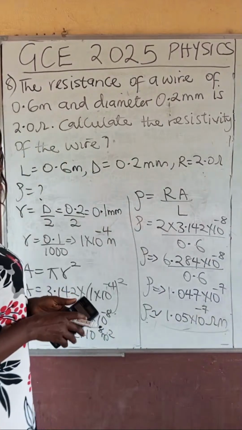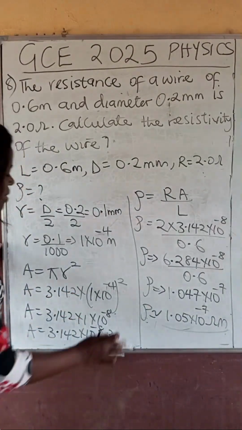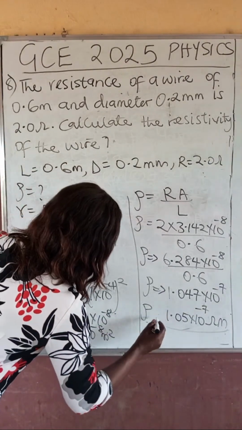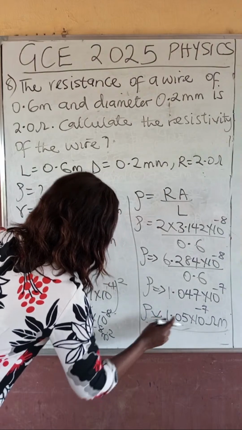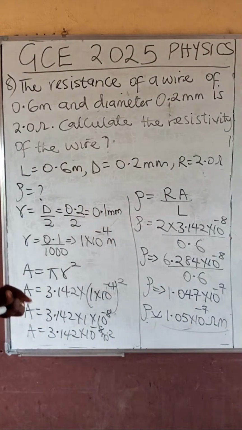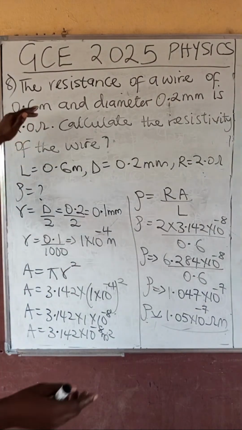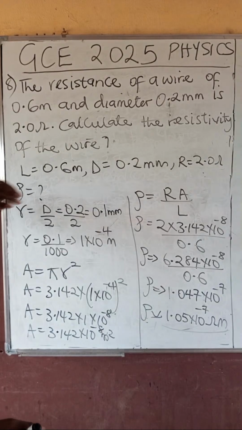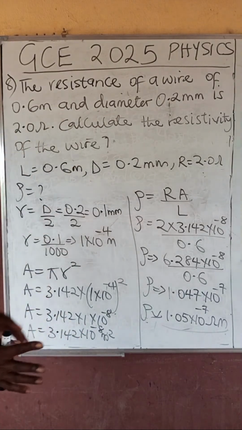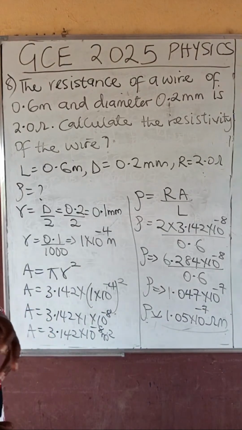That gives us the unit of what? Resistivity. This is approximate, so I approximated this value to get this, right? So let me do a recap. The resistance of a wire of this length 0.6 meters, with diameter 0.2 millimeters, is 2.0 ohms. Calculate the resistivity of the wire.